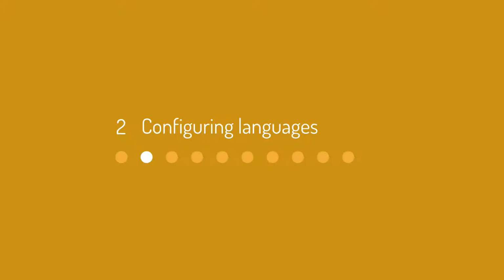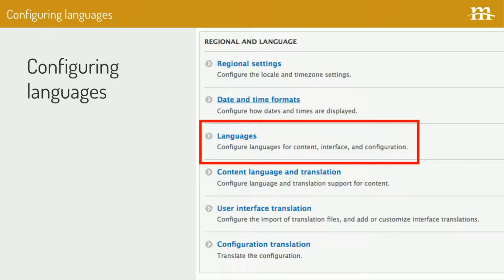Now let's talk about setting up languages. We're going to reference this as our kind of home base. So if you go to admin/configure, you see all of your configuration. The stuff we're going to be talking about today is in the regional and language area of that page. So we'll see this screenshot multiple times. This is where you're going to start out. Click on languages.